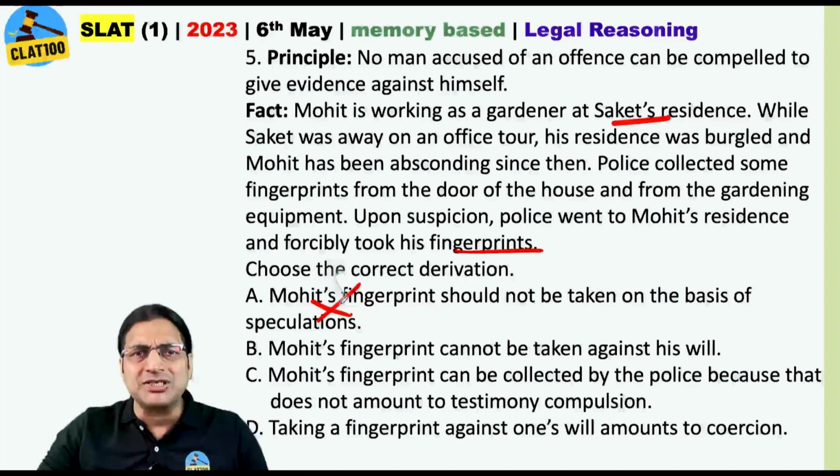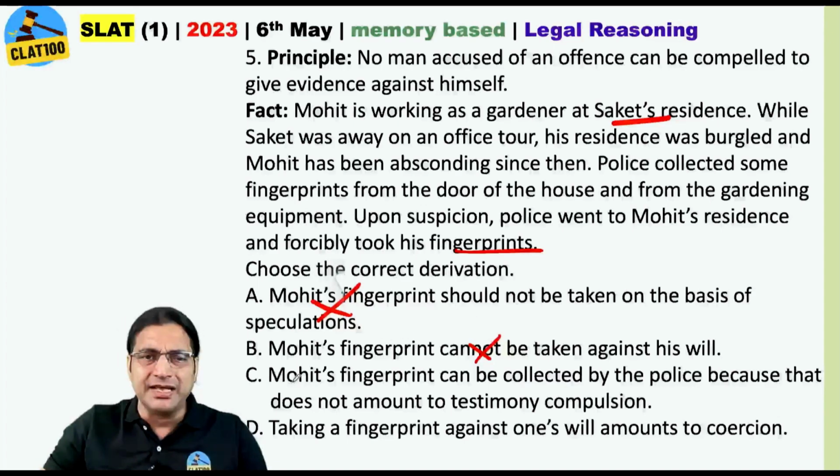I would say this option is irrelevant, right? Mohit's fingerprint cannot be taken against his will, has already been taken. Okay, why it cannot be taken? Okay, that reason is not given here. Mohit's fingerprint can be collected by the police because that does not amount to testimony compulsion. Absolutely. So that's the answer.